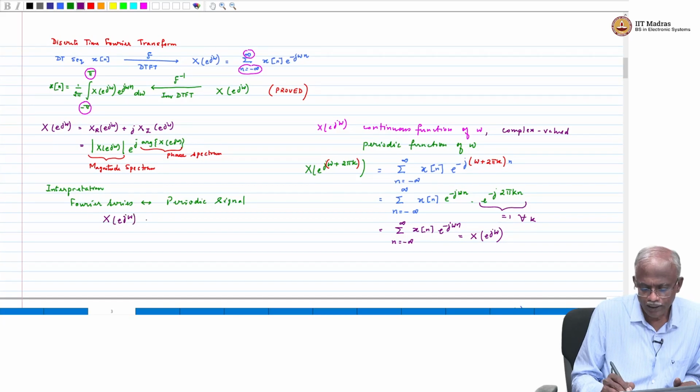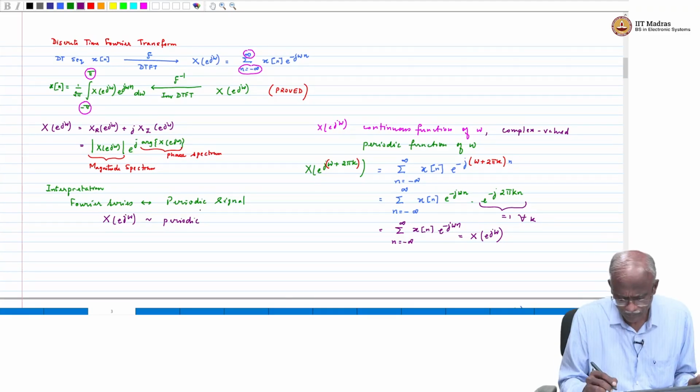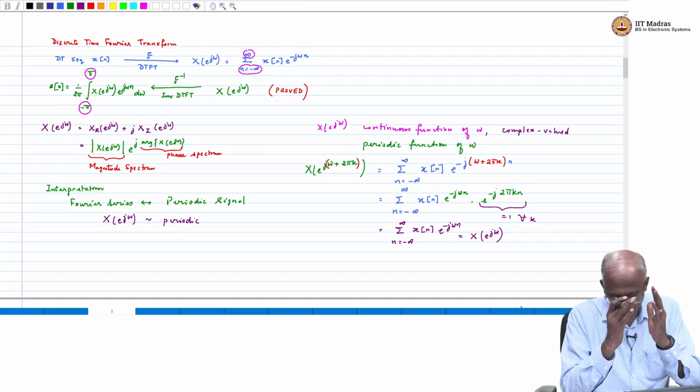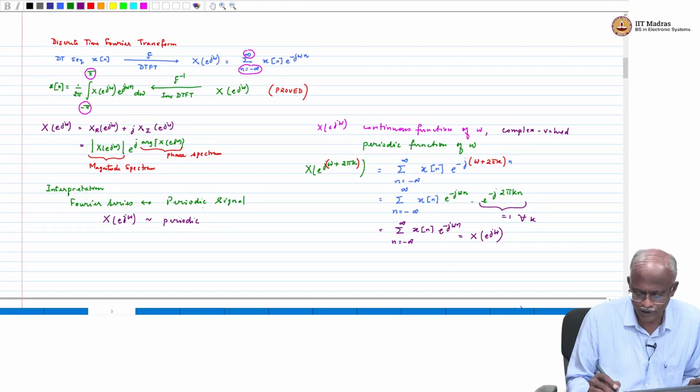X e of j omega is a periodic signal with period equal to 2 pi. It is periodic in omega, not periodic in time. But Fourier series is the basic principle that as long as it is periodic, it can be represented in terms of Fourier series. So, this is a periodic signal with period equal to 2 pi.